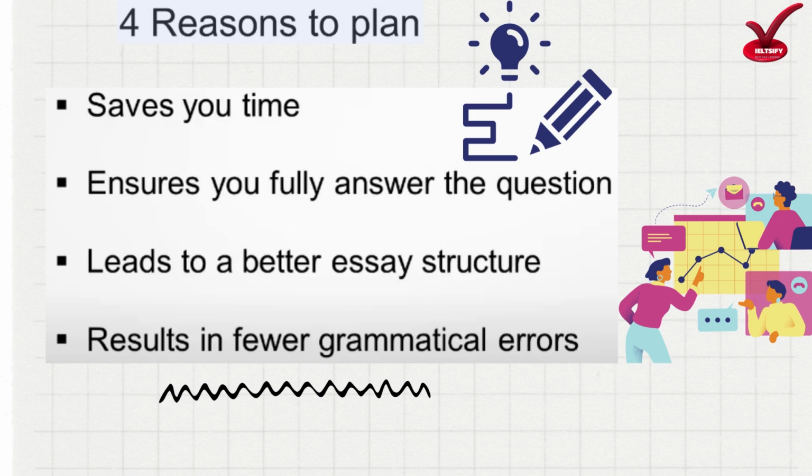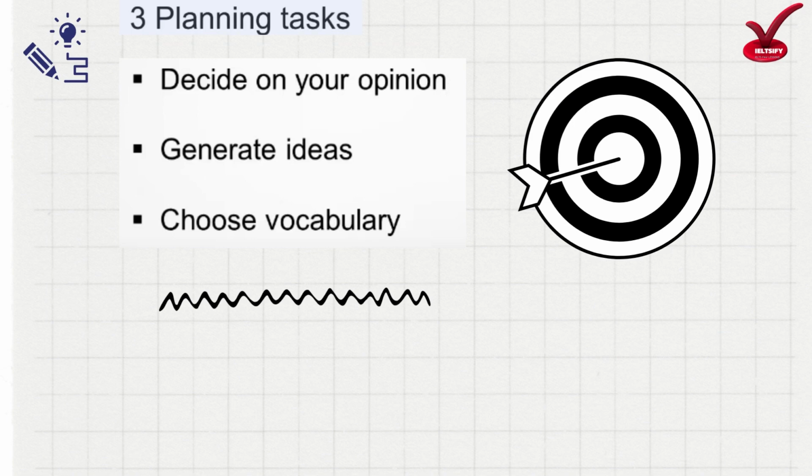Now that you understand why you must plan your Task 2 essay, we're going to look at how to plan. There are 3 important things to consider in the planning stage. Decide on your opinion. Generate ideas and choose some vocabulary to use. So the first task is to decide on your opinion.